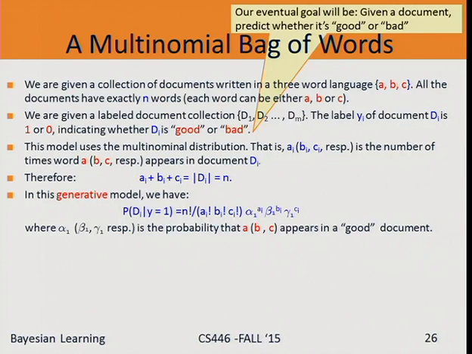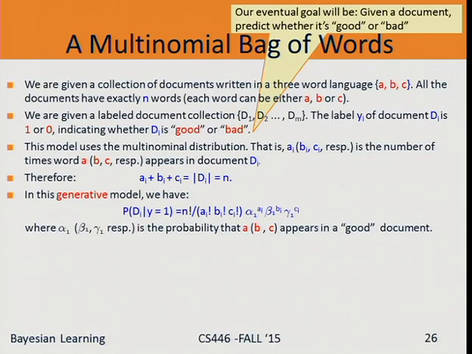So these are my parameters, right? So alpha 1, beta 1, gamma 1 are the probabilities that A, B, and C respectively appear in a good document. Okay, that's my model. So I have three parameters that determine the probability of A, B, and C appearing in a good document.